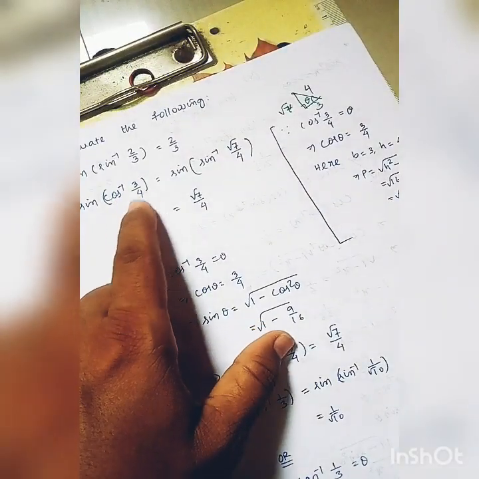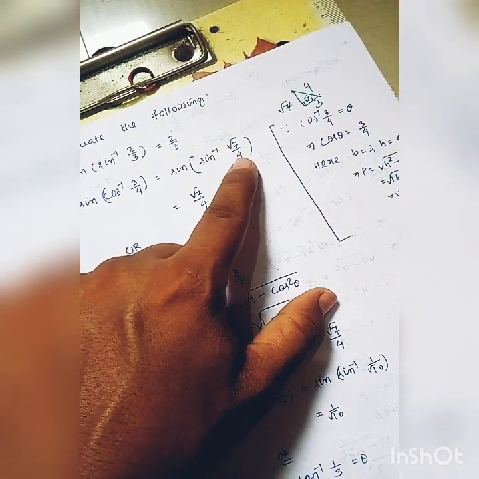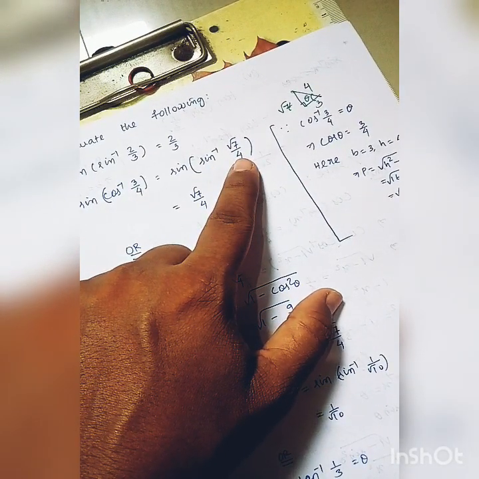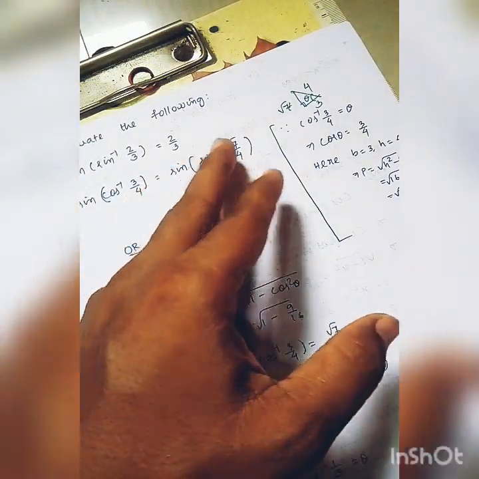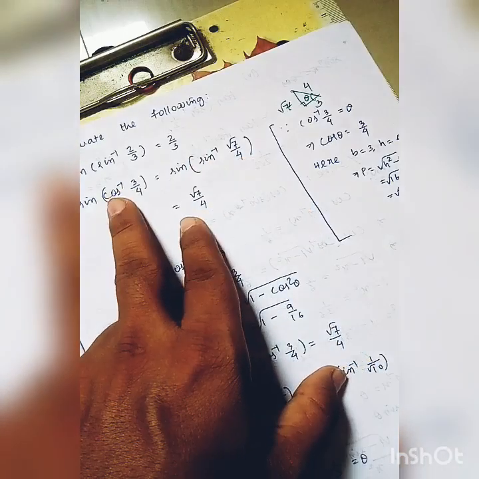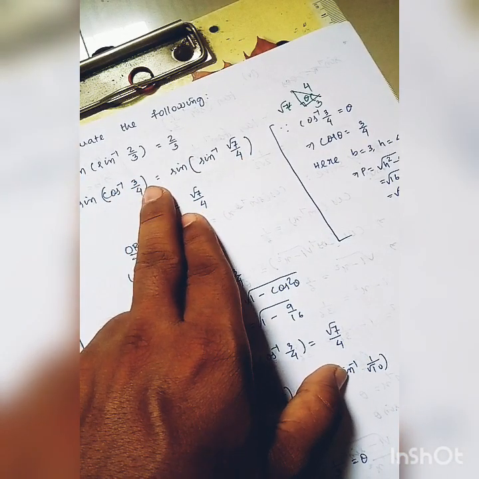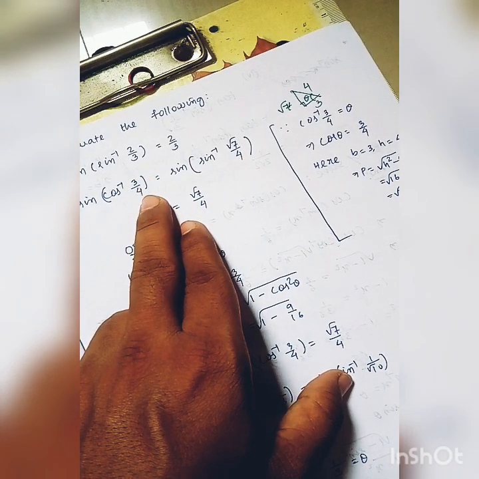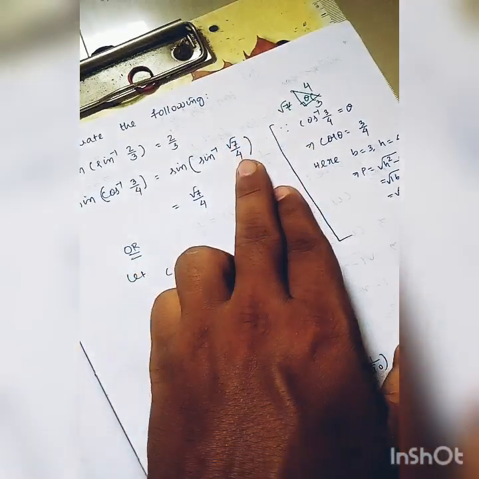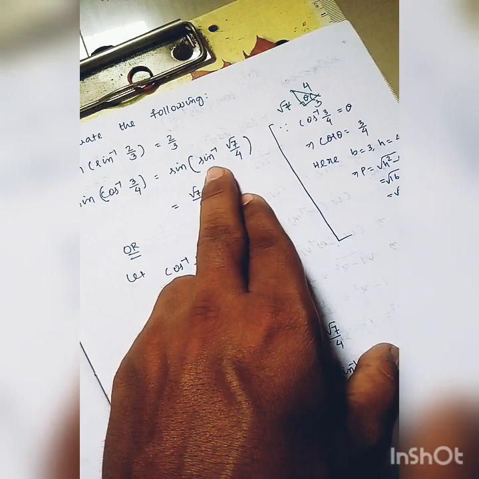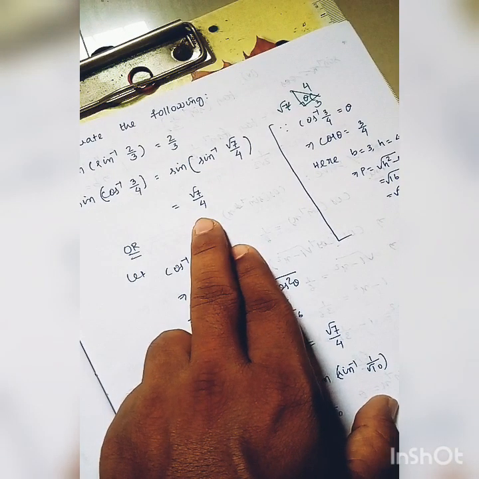We have to reduce cos inverse 3 by 4 to sine inverse, that is cos inverse of x to sine inverse of this other form. We know that cos inverse 3 by 4, that is b by h, equal to sine inverse p by h. Here p equal to root 7, so it is equal to root 7 by 4.